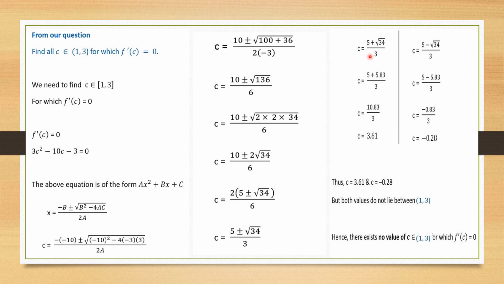Now we need to work it out a little bit. From this part, you will get c as 3.61, and from this part, you will get it as minus 0.28. Now see what values are satisfying. You will find that this 3.61 is out of the open interval (1, 3), and minus 0.28 is also not lying in this range. So there is no value of c belonging to (1, 3) for which the derivative is giving you the value 0.